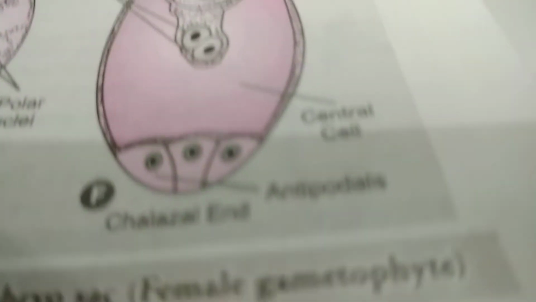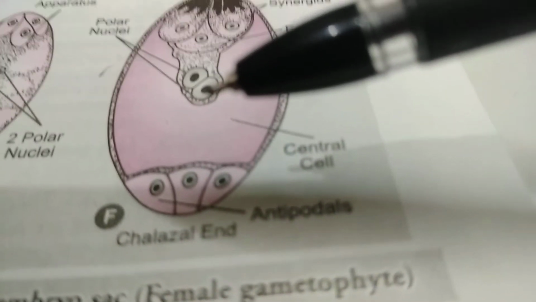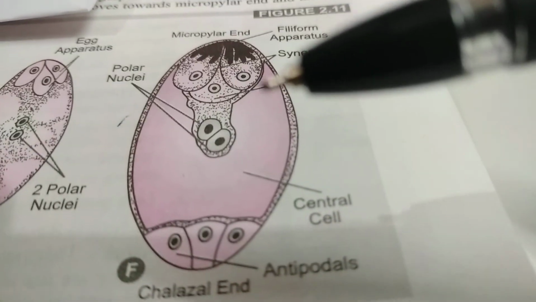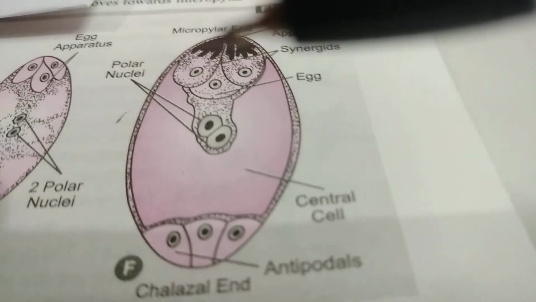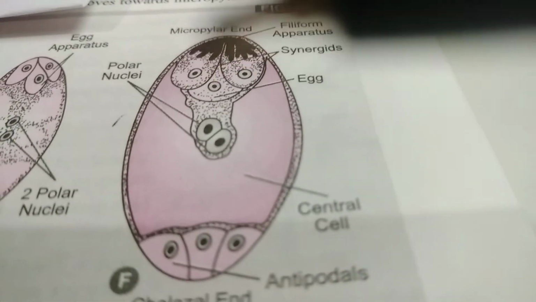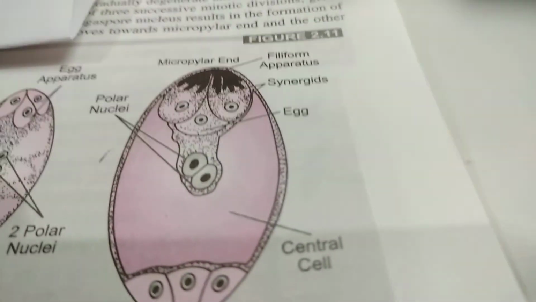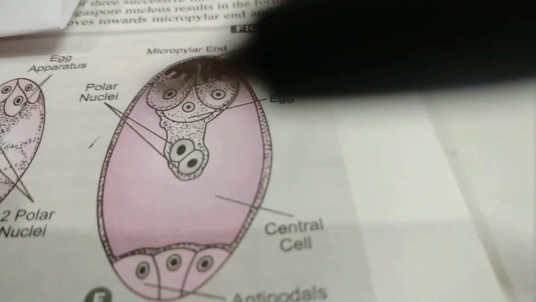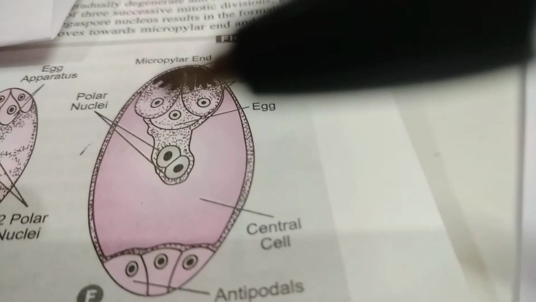Now see the complete structure here. At the chalazal end you see the antipodals. Then this is the central cell which comprises the polar nuclei, and this is the egg apparatus which contains the egg cell, and you see the synergids. These are present at the micropylar end. Always make it a point that the synergids are present at the micropylar end, which contains the egg apparatus, and this filiform apparatus you can see in the synergid. Its main function is to guide the pollen tube containing the male gametes for fertilization.